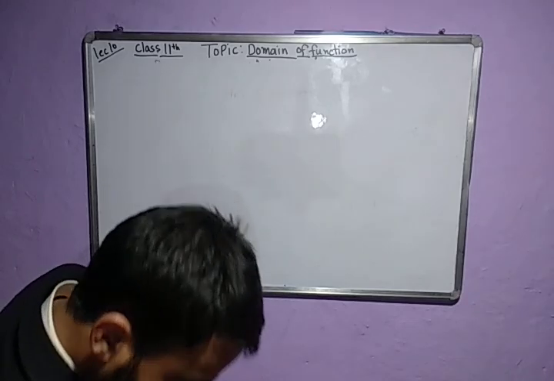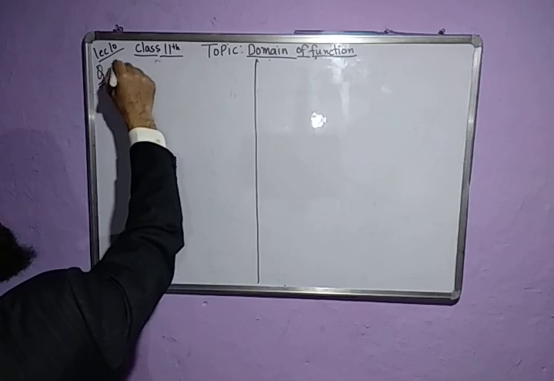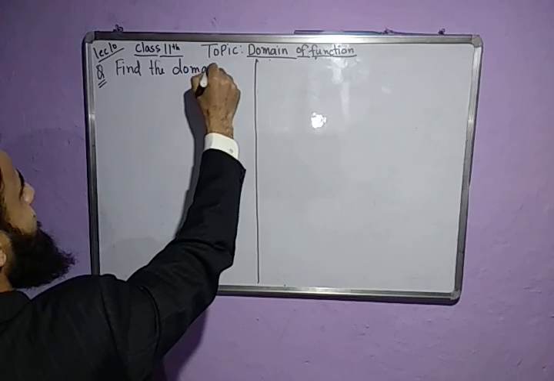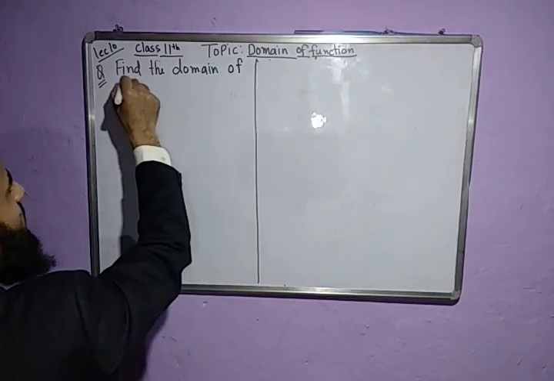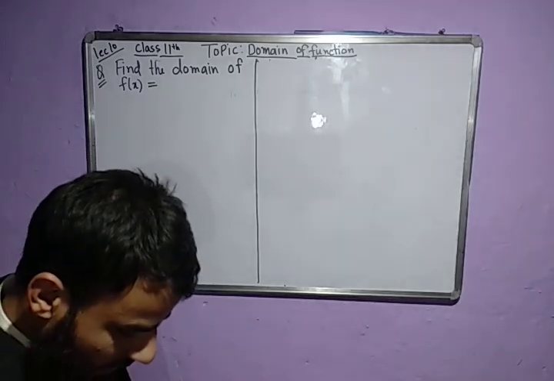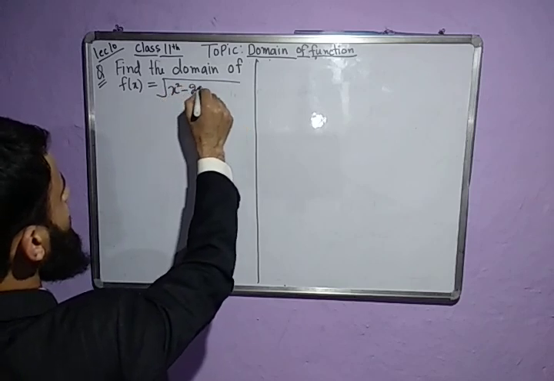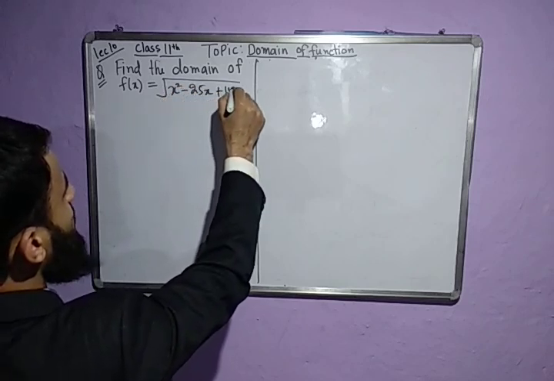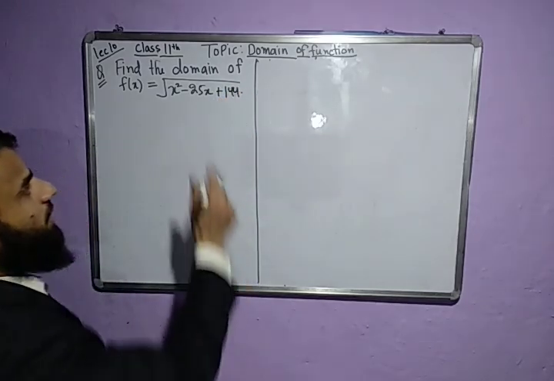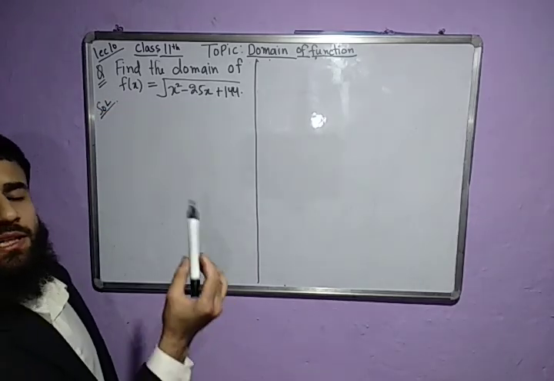So first of all, I will discuss a question. The question is, find the domain of the function f(x) equal to the square root of x squared minus 25x plus 144. Okay, now the solution. You will follow these steps in each and every question.